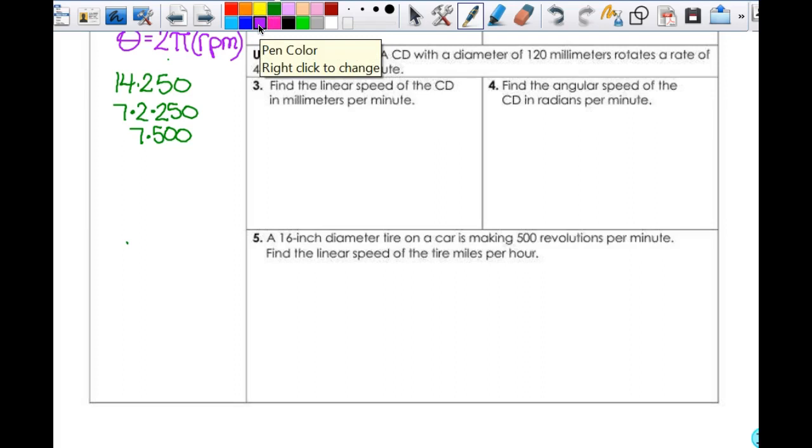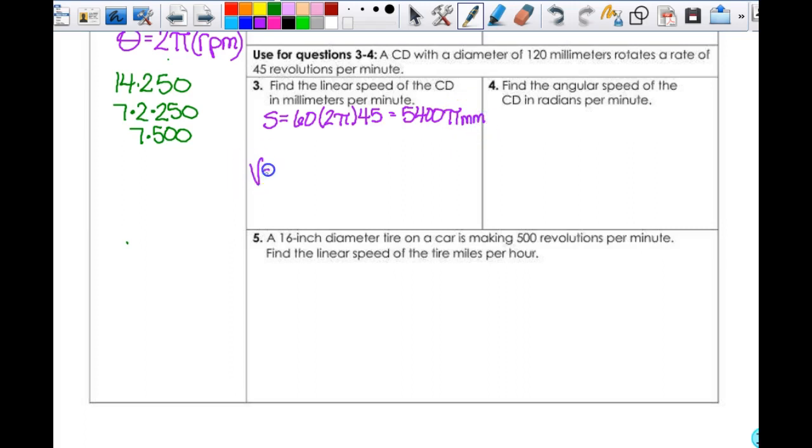All right. So linear speed, that means I need the arc length. So S is equal to my radius. What's the radius here? 60 times theta. To find that, that's 2 pi 45. So 2 times 45 is 90 times 60. What's 9 times 6? 54. So 90 times 60 is 5,400 pi. All right, so this is 5,400 pi millimeters. So that means my velocity is 5,400 pi millimeters for every 1 minute.